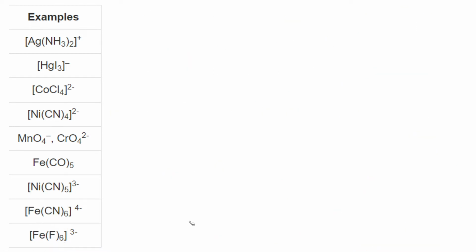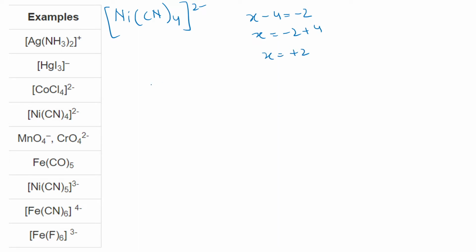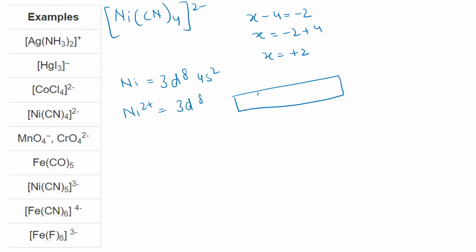Moving to the next example, that is nickel cyanide. Nickel tetracyanide complex with 2 minus negative charge. What is the oxidation state? X minus 4 is equal to minus 2. X is equal to minus 2 plus 4. X is equal to plus 2. Nickel has an electronic configuration 3d8 4s2. Nickel 2 plus will be having an electronic configuration 3d8. Fill this electronic configuration.